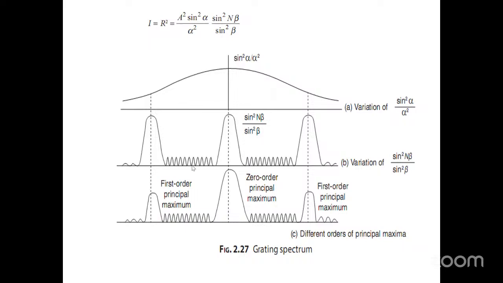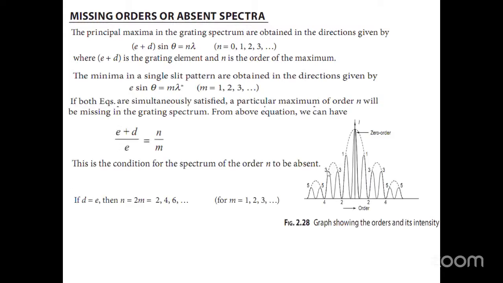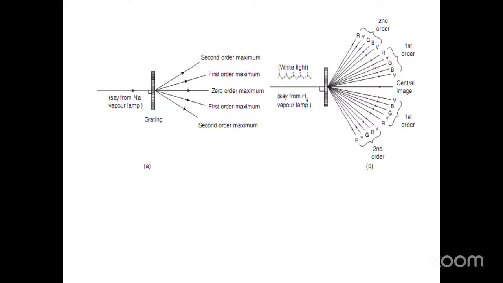If we elaborate here, the different orders of the principal maxima can be observed. This graph is also very important from the examination point of view. So you can see here, this is the central maxima. Where is the central maxima? This one. This is the central maxima, the central one.